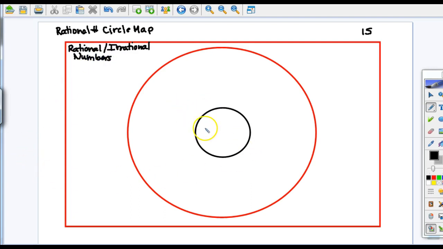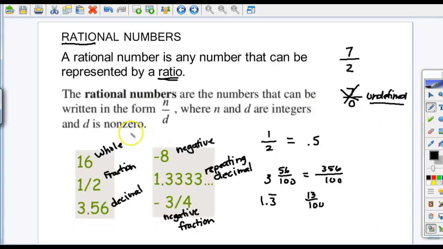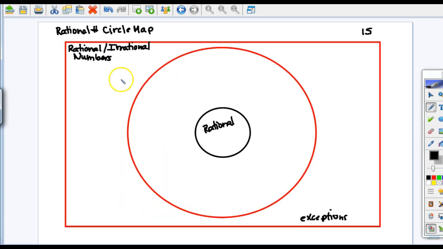Okay, so inside here is rational. Out here we're going to write the exceptions, so whatever is irrational will go out here. Okay, so we're going to write everything that is rational in here and exceptions or irrational numbers on the outside. So if we go back to this note here are at least 6 different examples, right? So we can just include that.